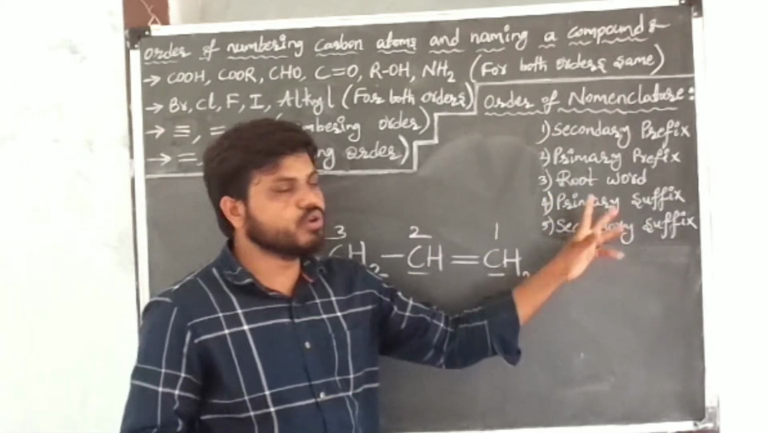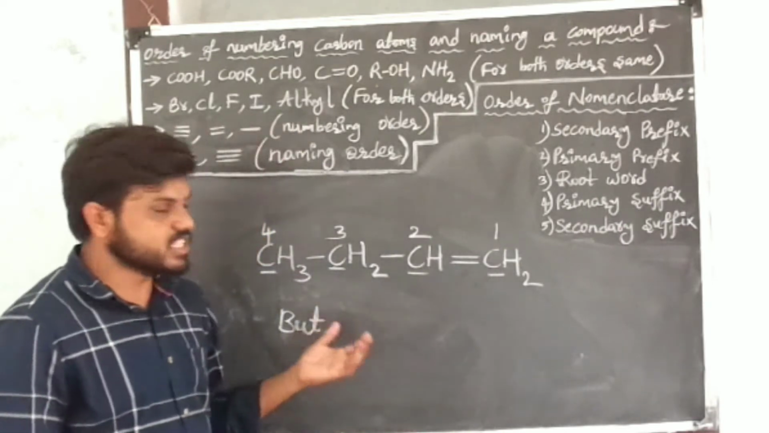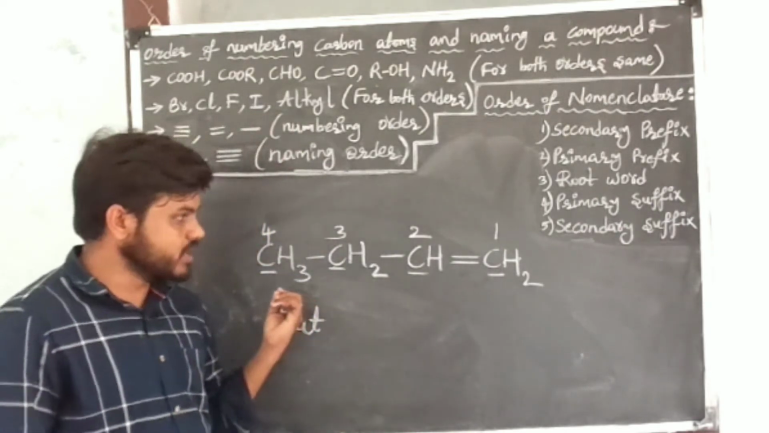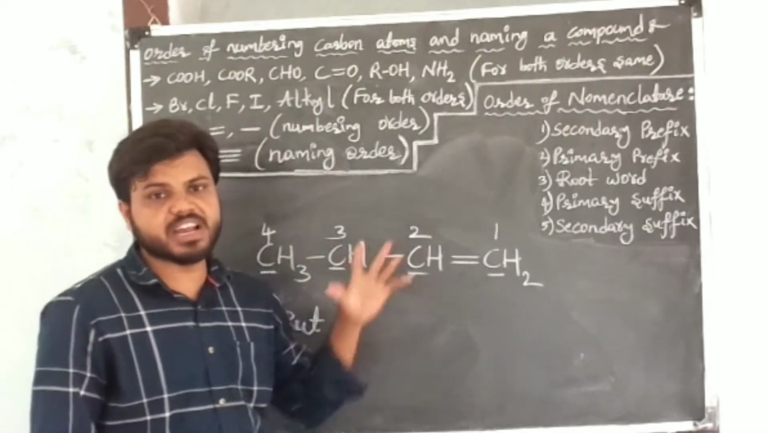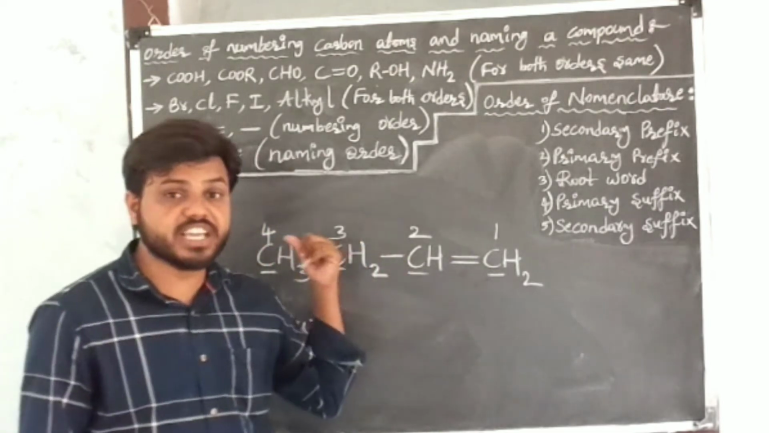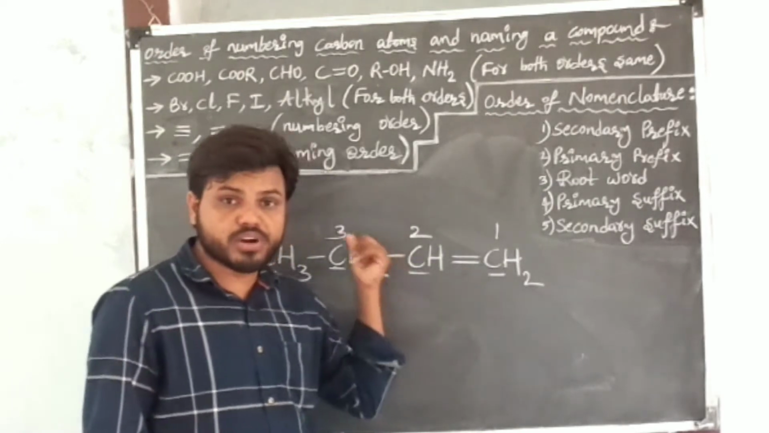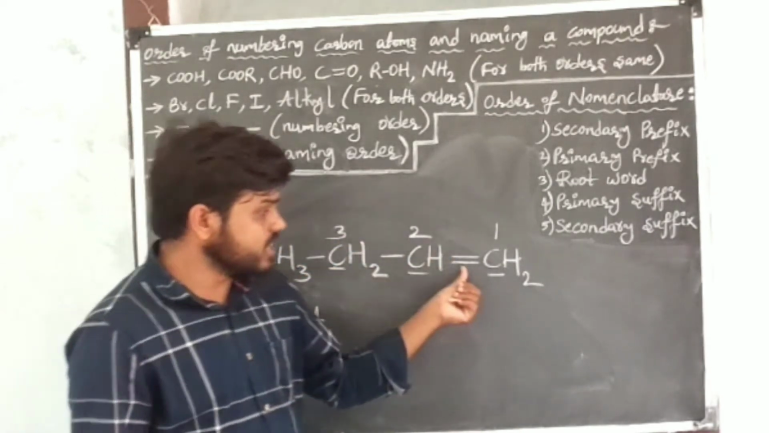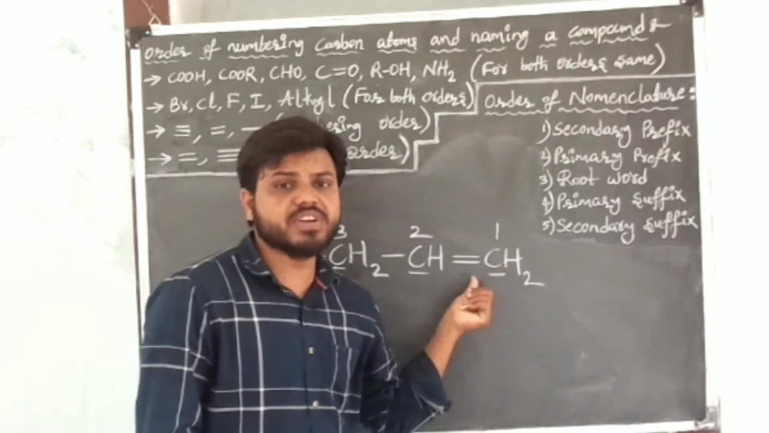After writing the root word, go to the primary suffix. Primary suffixes are single bonds, double bonds, triple bonds. See here, there is one double bond; the remaining are single bonds. When we have a double bond, don't write the suffix of single bonds. Write the position of the double bond and the suffix of the double bond.